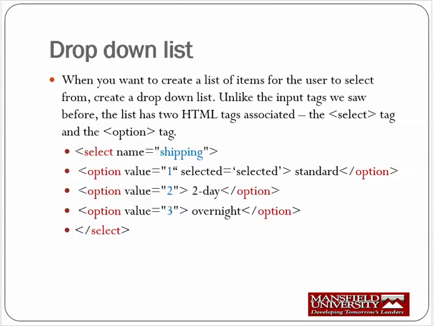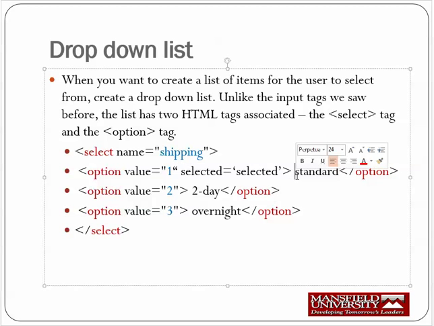Then we also can have a drop-down list. For example, when we are shipping, we can choose a standard shipping, or today, or overnight. So here we have a new tag, select. It's not an input anymore. Then we need to close it. And in the middle we have an option. For option we need to close it. So for different options we have different values. We also can decide which one is pre-selected. So let's see an example.